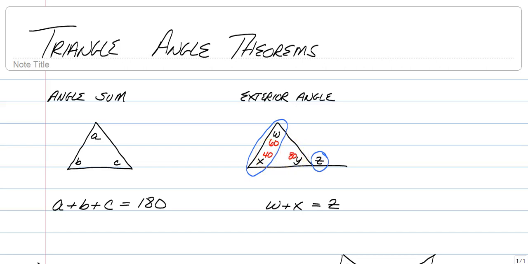Now we have to go back to what we learned at the beginning and see that we have two angles that make a straight line, which is known as a linear pair. And a linear pair are supplementary. So if this guy is 80, this one becomes 100. And as you can see, 60 plus 40 is 100. And so is Z. That's why it works.